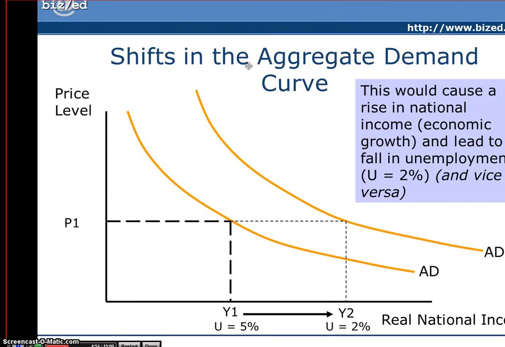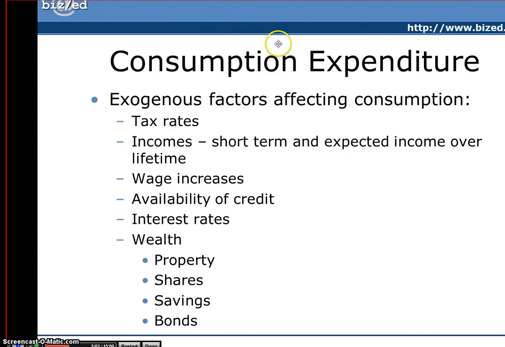If aggregate demand shifts out, then national output's going to increase, and so national income is going to increase and unemployment will fall. So there's a stack of factors that will affect each component of that. I'm not going to go through them all. The big one with consumer spending is income levels. If income levels increase, then obviously people will spend more.